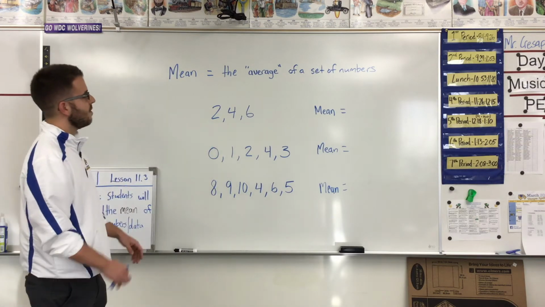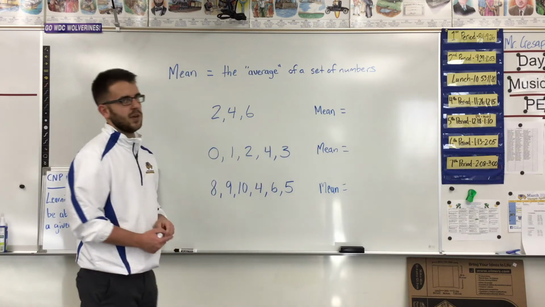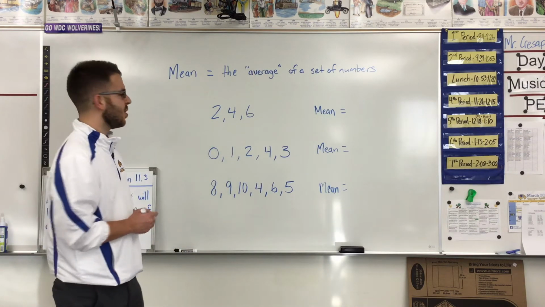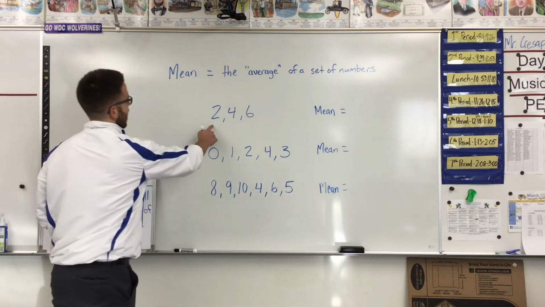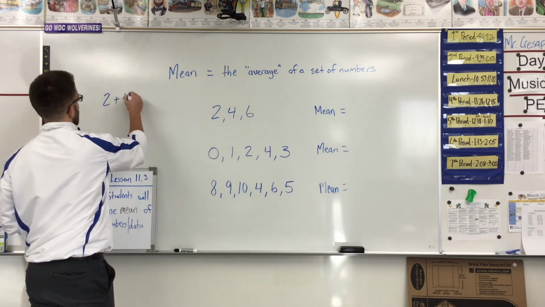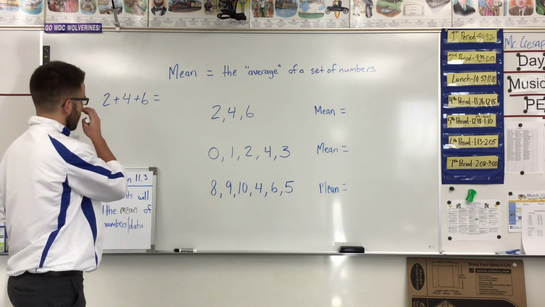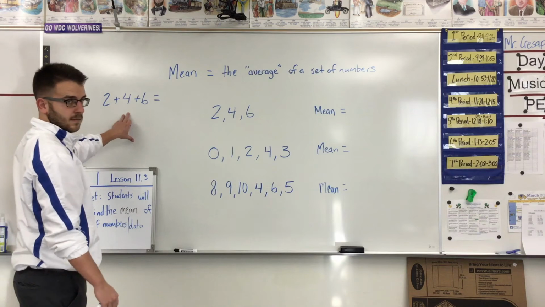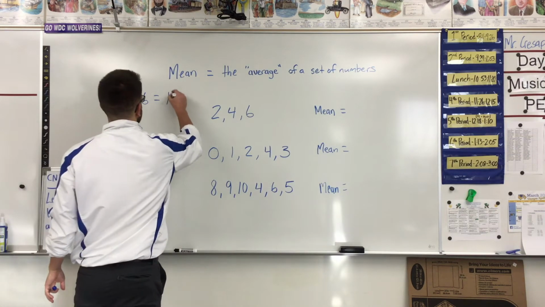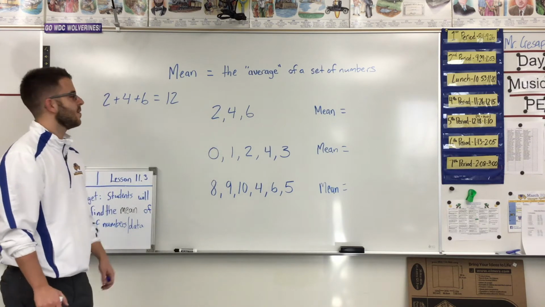So here we have this set of numbers. We have 2, 4, and 6, and we want to figure out the mean of that set of numbers. First step we do in figuring out the mean is we add each of those numbers. 2 plus 4 plus 6 equals. If you said 12, you are correct. That is the total when you add those three numbers together.